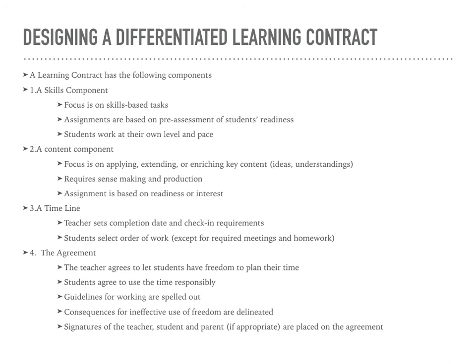A timeline. The teacher sets a completion date and check-in requirements, and students select order of work except for required meetings and homework. And then the agreement. The teacher agrees to let students have freedom to plan their time. Students agree to use the time responsibly. Guidelines for working are spelled out. Consequences for ineffective use of freedom are delineated. And signatures of the teacher, student, and parent, if appropriate, are placed on the agreement.